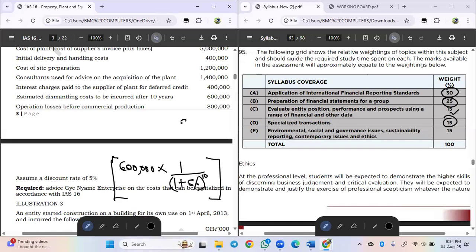So let's make it 368. This is what you add to your cost, not the 600. This one will be the future value after 10 years. And if you discount it to now, that one you pay 368. So this is the present value. This is the amount you are going to add to your cost, not 600.